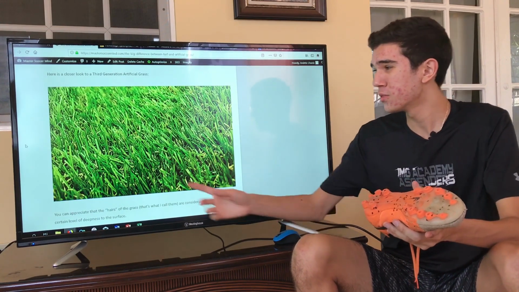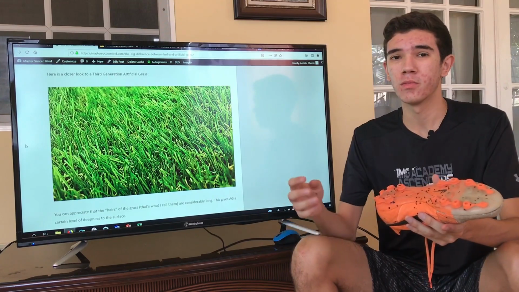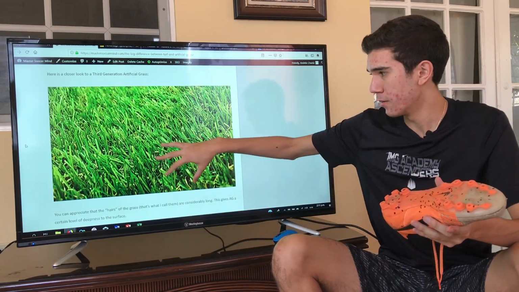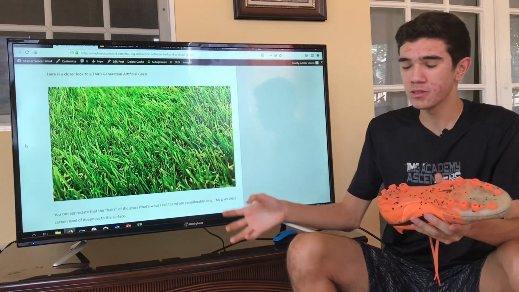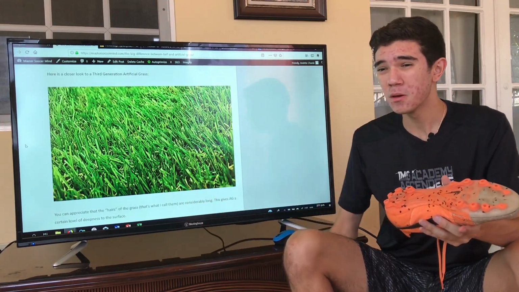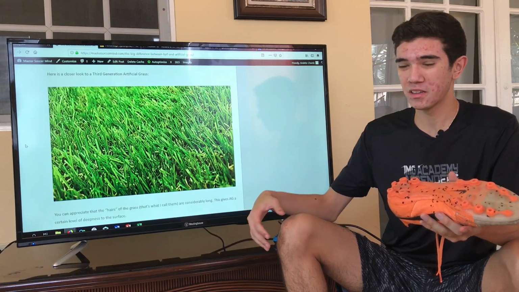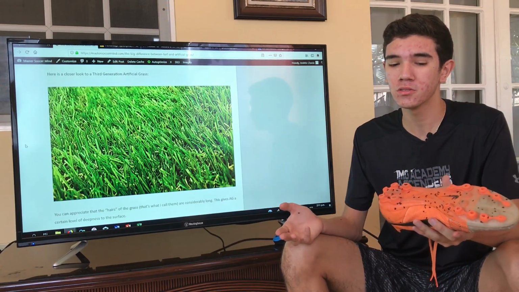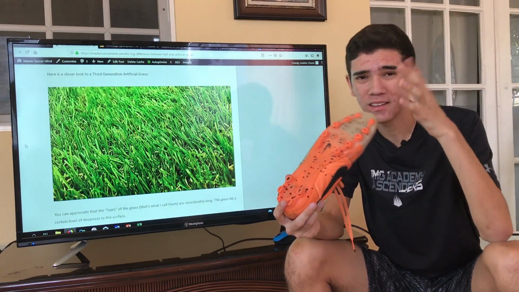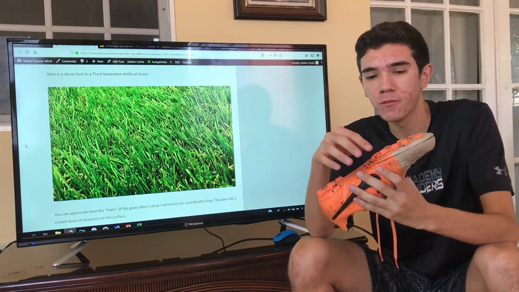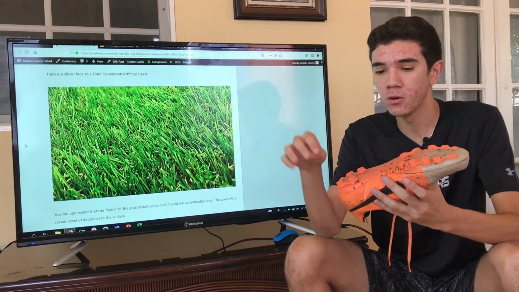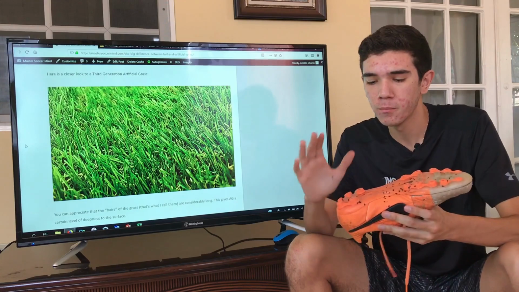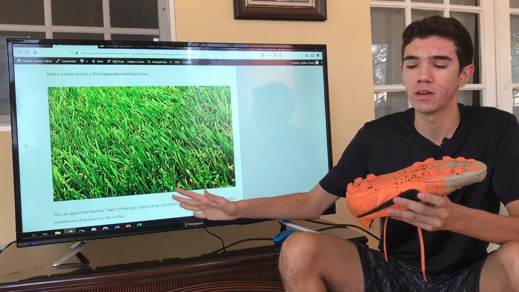If you use that in here, probably the studs will get stuck inside the grass, and every time you do a turn, all your joints like the knees or the ankles might be in danger and you can suffer a serious injury. With this pair of boots, that's not a problem, because they are very short and rounded, so you can pivot easily on the surface. They are made for that type of grass.